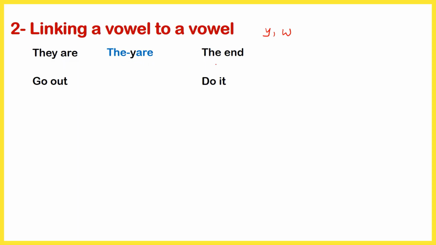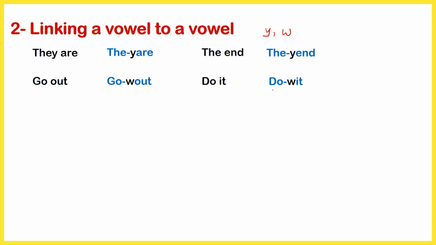But let's see the second example here. We don't say "the" and "end" separately, we say "the end." Next, "go out." Don't pause between them. So here we add the wa sound. "Do it," not "do" and "it" separately. Okay, connected, "do it."